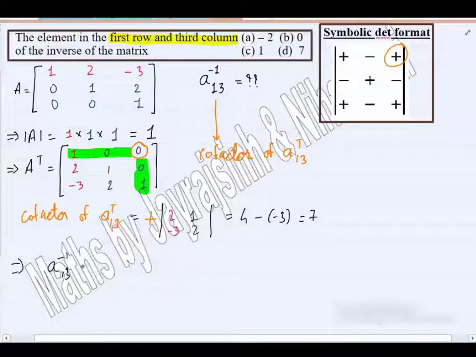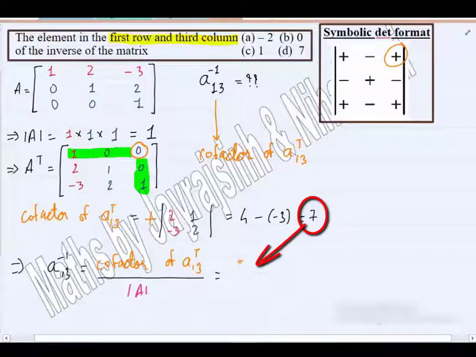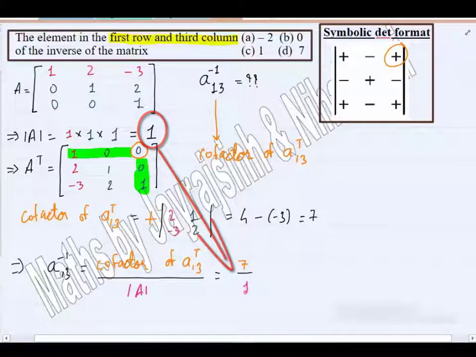A13 of inverse is equal to the cofactor of A13 in the transpose matrix upon determinant of A. So here we will get 7 upon 1, or we can say 7 is your final answer. Option D is the final option. Ta-da!